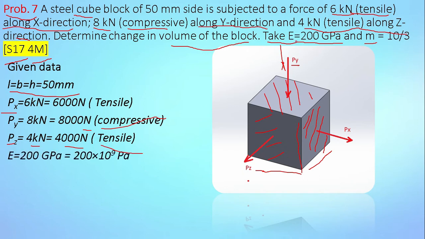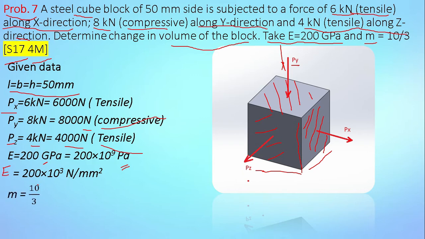And here Young's modulus is given. Young's modulus is equal to 200 gigapascal. We know giga means 10 to the power of 9. So E is equal to 200 into 10 raised to 9 pascal. For converting this pascal into Newton per mm square, we have to multiply this quantity by 10 raised to minus 6. After multiplying, it becomes 200 into 10 raised to 3 Newton per mm square. This is E, Young's modulus.